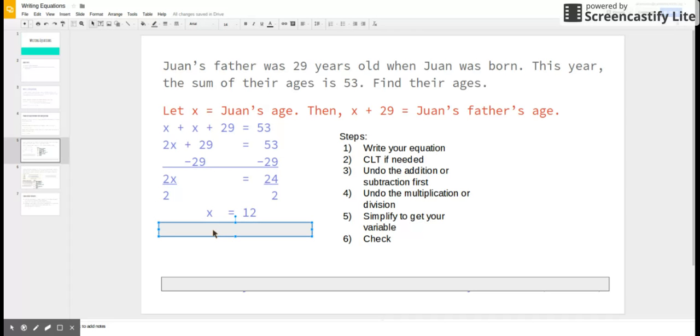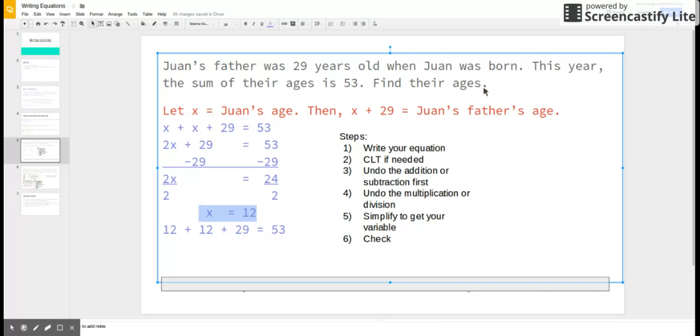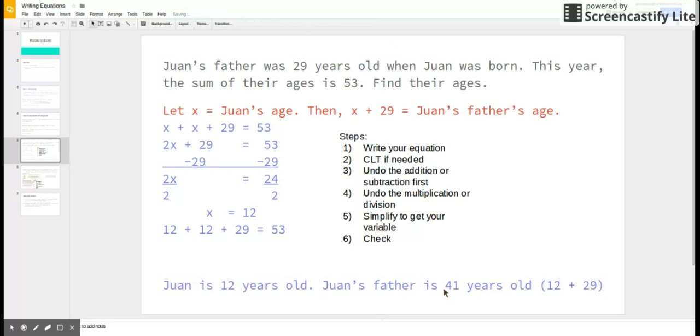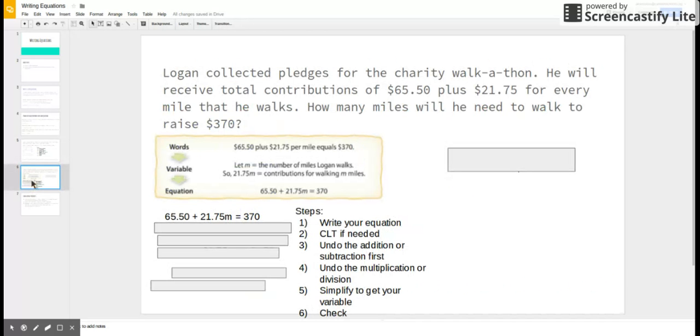So now I have to just check my work. Plug back in 12 for x. 12 plus 12 is 24, plus 29 does get me 53. Now, just solving this equation isn't all. We need to actually figure out what the problem is asking us. So the problem is asking us to find their ages. If we know that Juan is 12 years old, then 12 plus 29 is Juan's father's age. So 12 plus 29 is 41. So Juan's father is 41 years old. Okay, here's the next example.